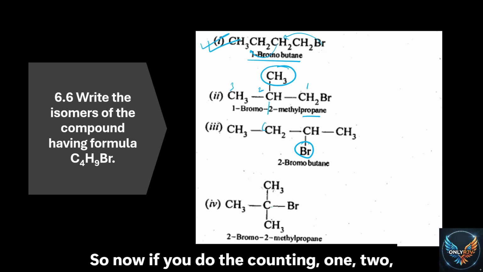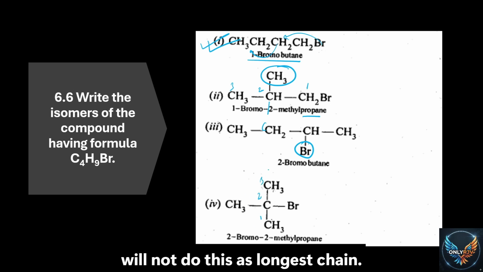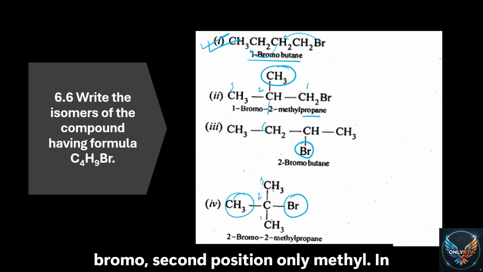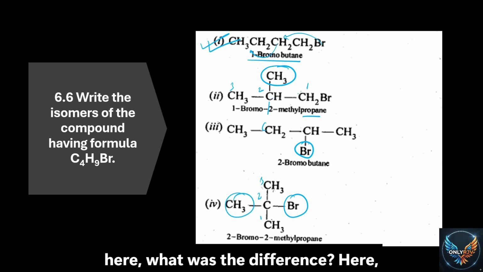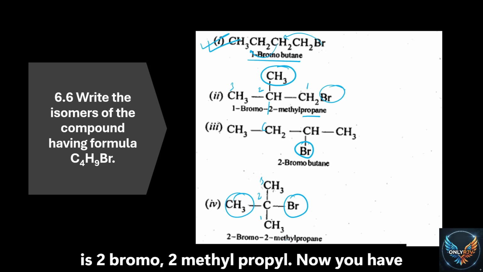So now if you do the counting, 1 2 3, this is your longest chain. You will not take this as the longest chain. Longest is 3 carbons. Second position only bromo, second position only methyl. In the previous one, what was the difference? Here the first position had bromine and the second position had methyl. So this one is 2-bromo-2-methylpropane.